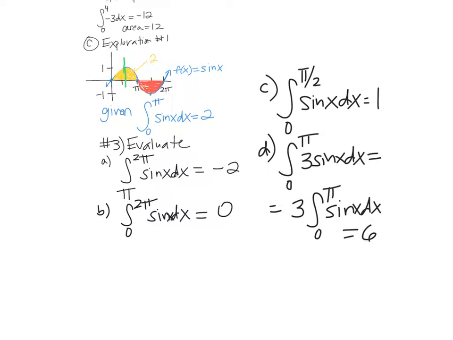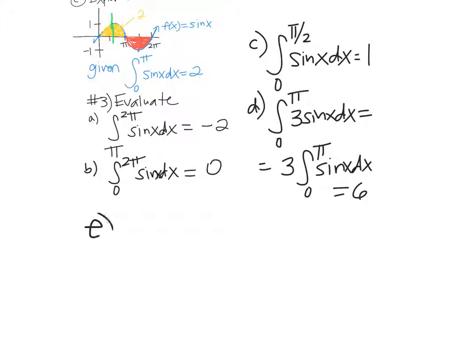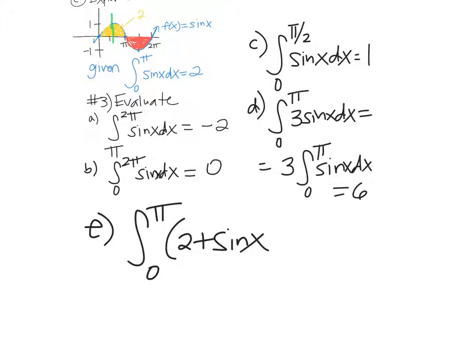Here we go then. No, here's really a hard one, and a lot of people get this one wrong. Here we go. The integral from 0 to pi of 2 plus sine x dx. And the answer is not 4.